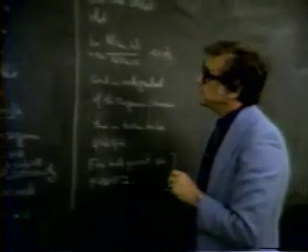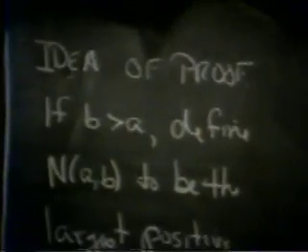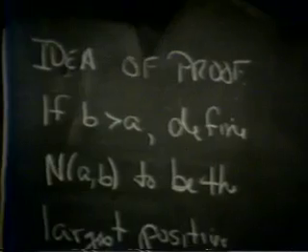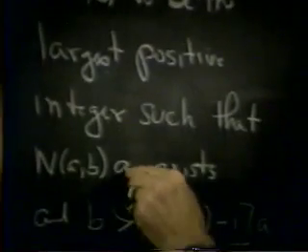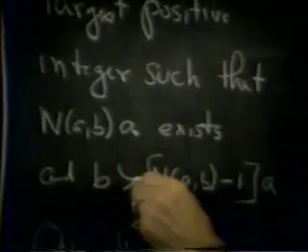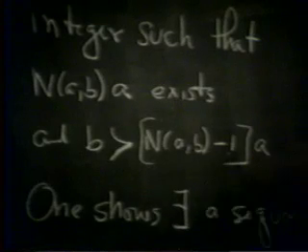Suppose B is an element larger than A, then define n of AB to be the largest positive integer such that n copies of A exist and B is still larger than n minus 1 copies of A.